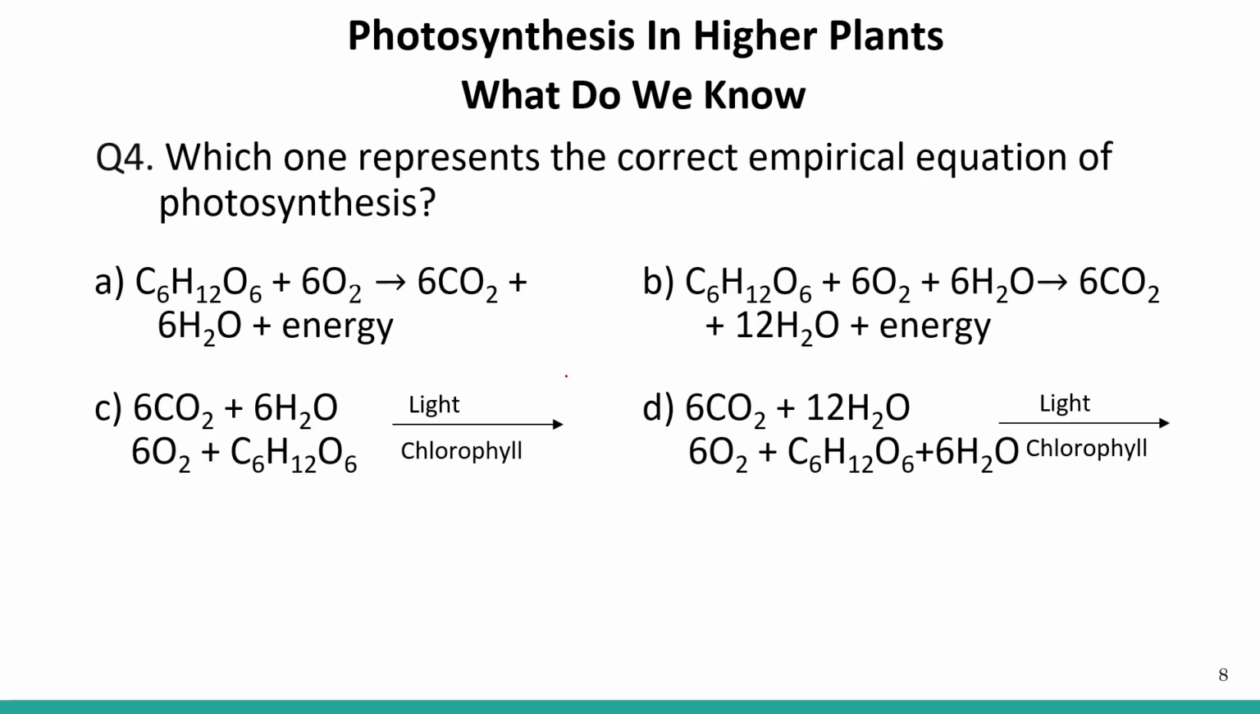Alright, now coming to the next question. So now they have given you these chemical equations. Now what they are asking is which one of the below represents the correct empirical equation of photosynthesis. So we know in photosynthesis, what happens? First, carbon dioxide is reduced. So the first substrate is carbon dioxide, then water is also involved.